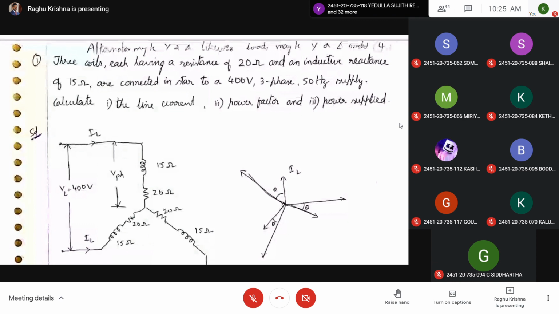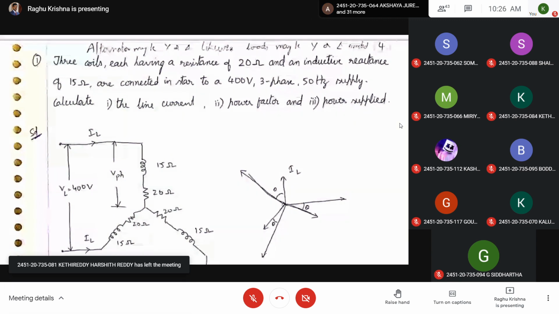Just like we have seen star connection and delta connection, the alternator's coils can be connected in star or delta. Similarly, the load can be star or delta. The load can be connected in star connection or delta connection.